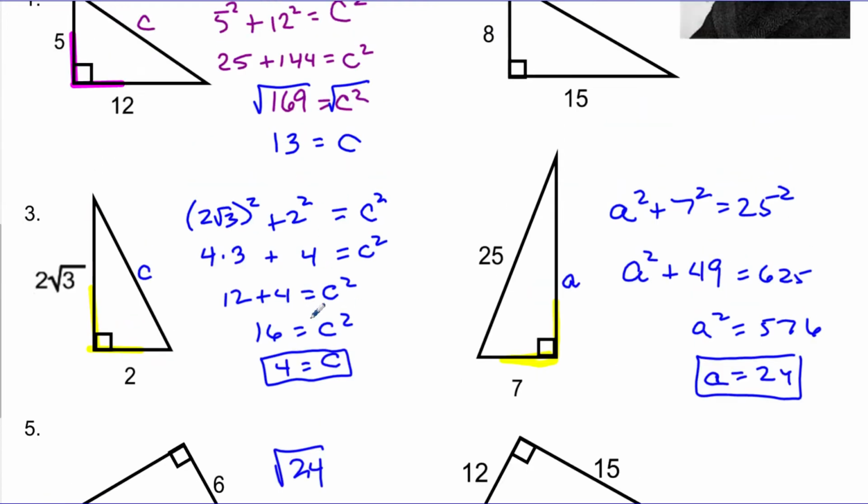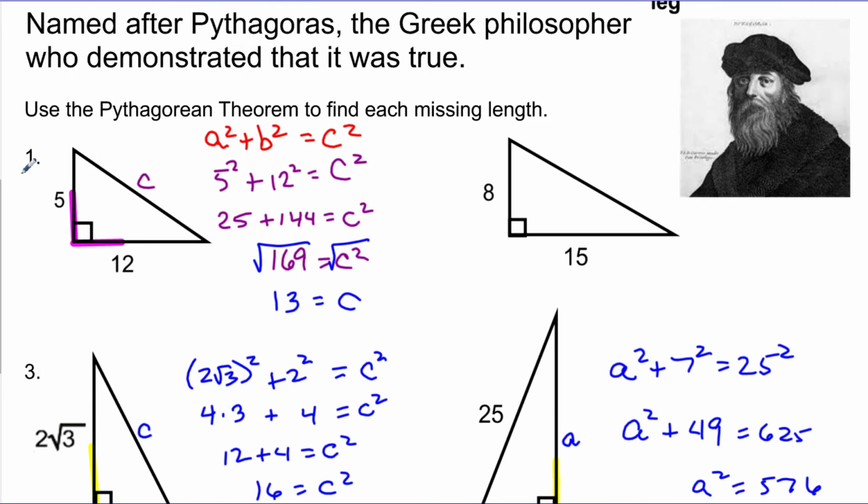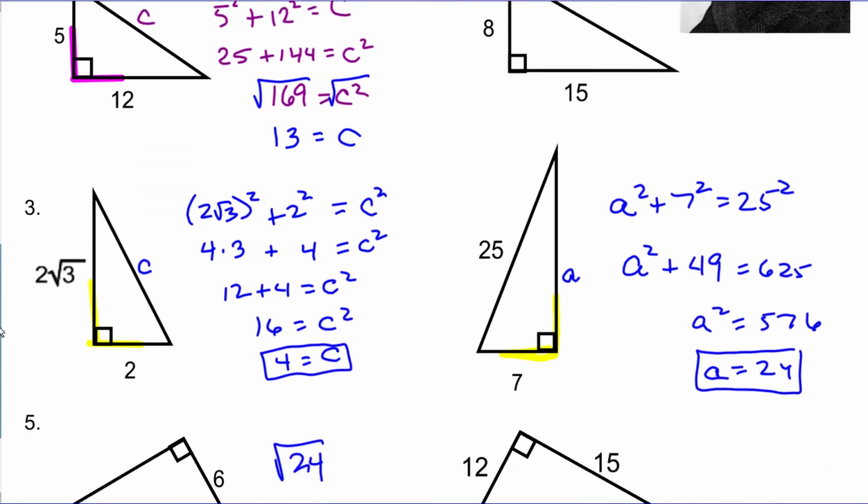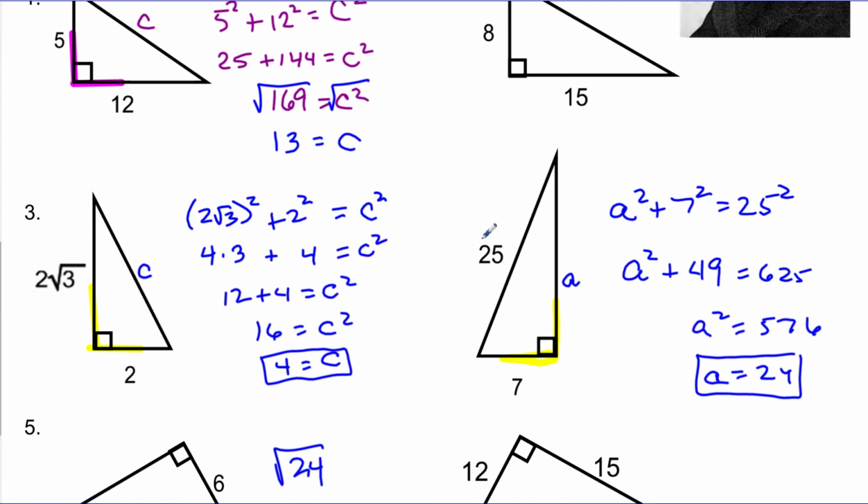Okay, so before we move to the next slide, I want to highlight this first problem here, and just point out that we had a nice integer answer come out of this, right? We had an integer of 5 and an integer of 12 as the legs, and the hypotenuse came out to be a nice integer as well. It came out to be 13. Okay? And if you take a look at this problem over here, the same thing happened. My hypotenuse was a nice integer of 25. The leg was 7. I got another nice integer back.